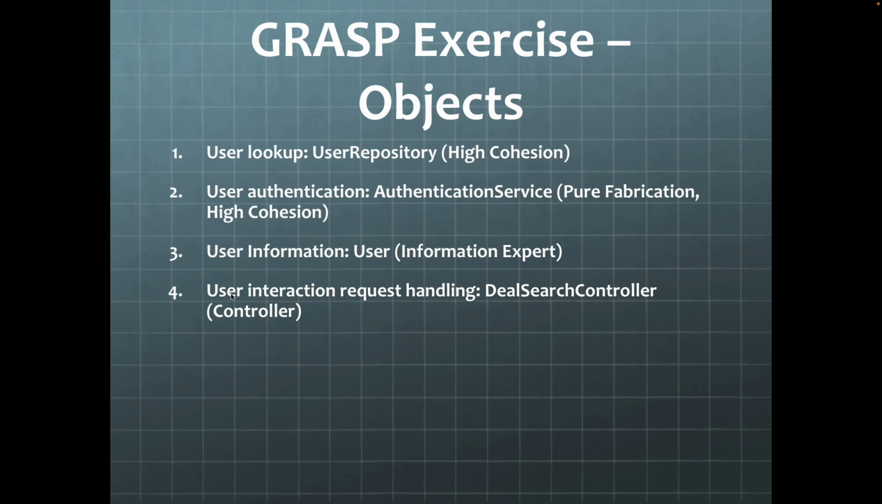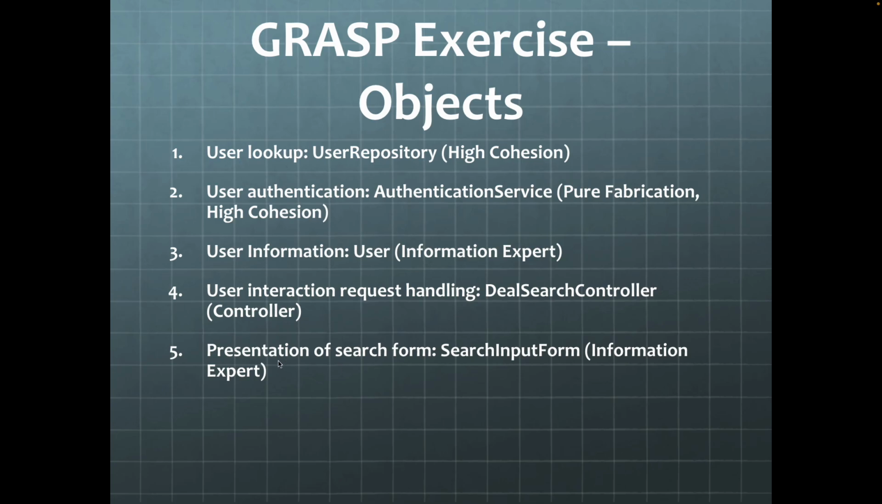But okay, next is user interaction request handling. So, figuring out, let's see, deal search controller. This is just figuring out that the user provides me with the operation of searching for a deal. One way of doing it here is applying the controller pattern, and the controller is going to encapsulate all details related to searching for a deal. And it's going to orchestrate multiple objects to get the work done. That's why it's a controller.